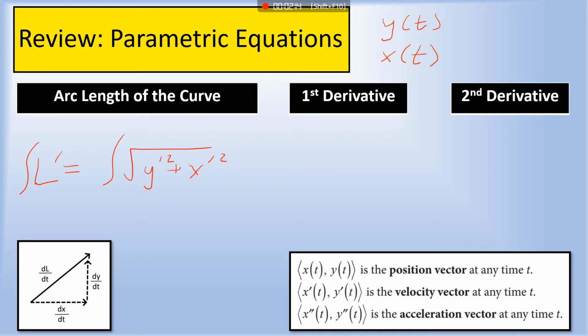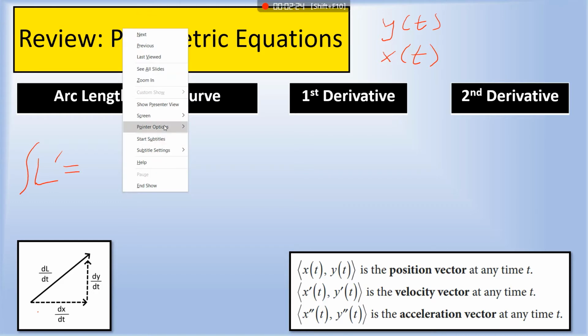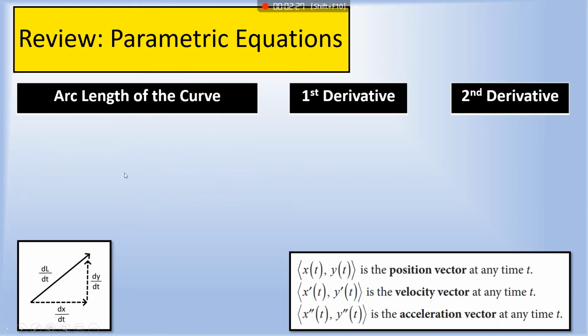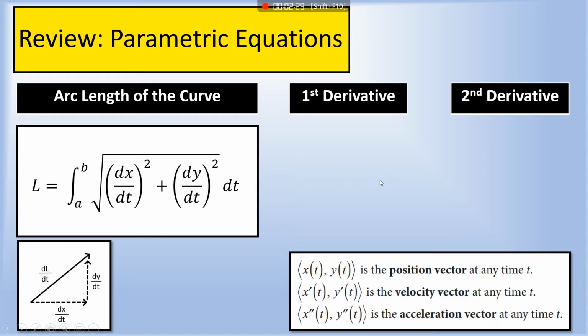So I'm going to have to integrate this side as well. Okay, so here's what it looks like. Actually, can I just erase everything? So our arc length is going to be our integral from a to b of the square root of dx over dt squared plus dy over dt squared, dt. So that's the same thing you were saying. We're going to use Pythagorean's theorem and then solve for dl over dt, then integrate from a to b.